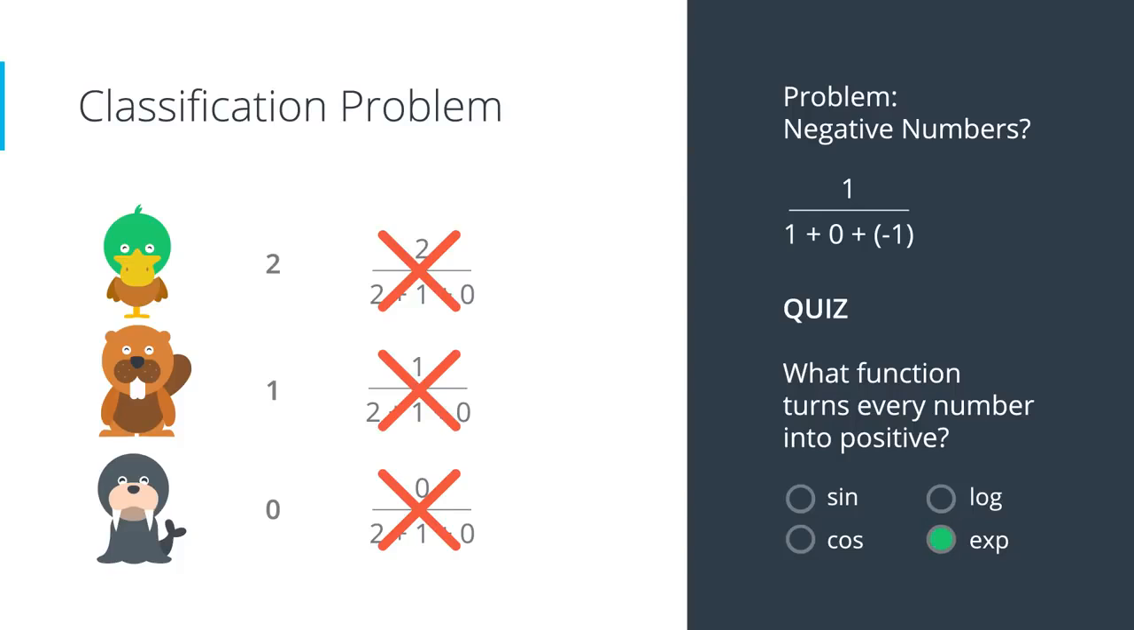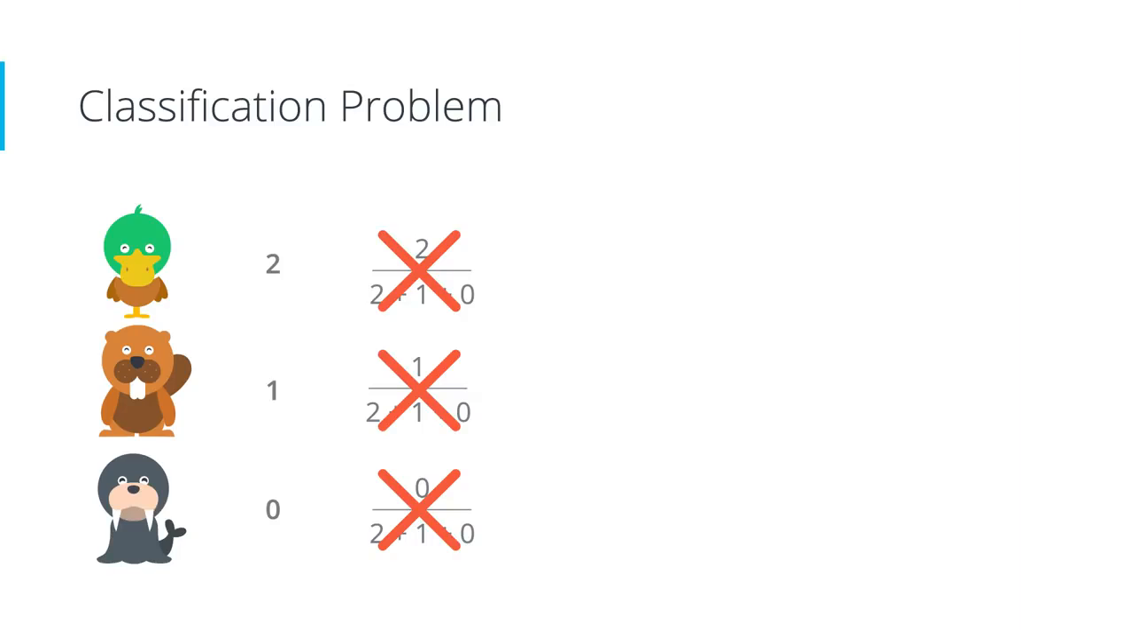So if you said exponential, you were correct, because this is a function that returns a positive number for every input. e to the x is always a positive number. So what we're going to do is exactly what we did before, except applying e to the x to the scores. So instead of 2, 1, 0, we have e to the 2, e to the 1, and e to the 0. So the 2 becomes e to the 2 divided by e to the 2 plus e to the 1 plus e to the 0. And similarly for 1 and 0.